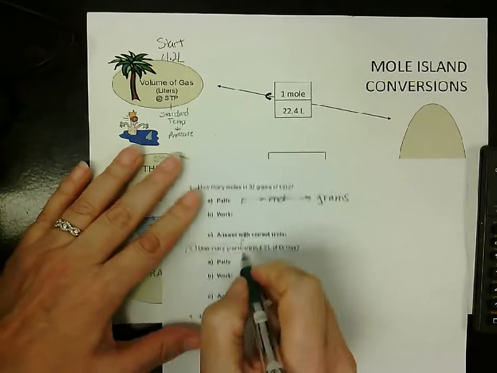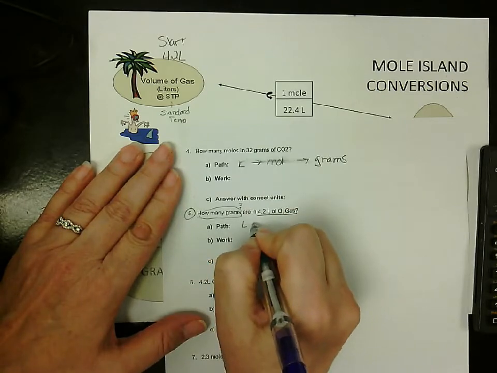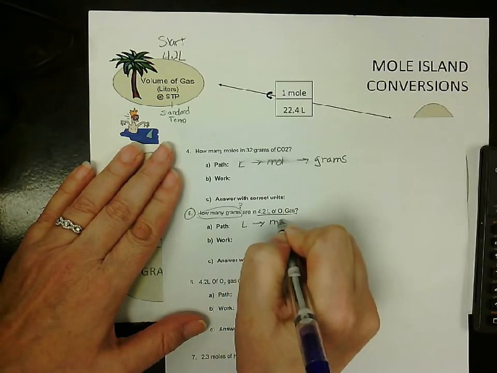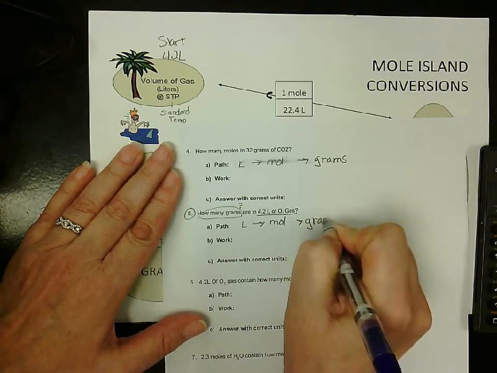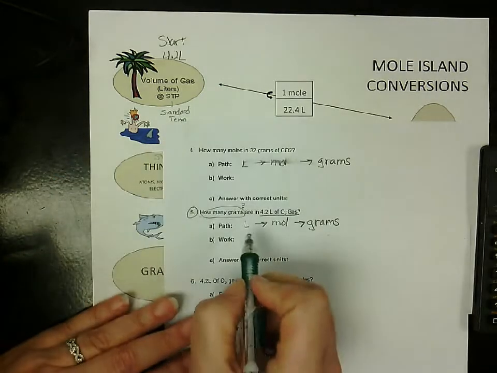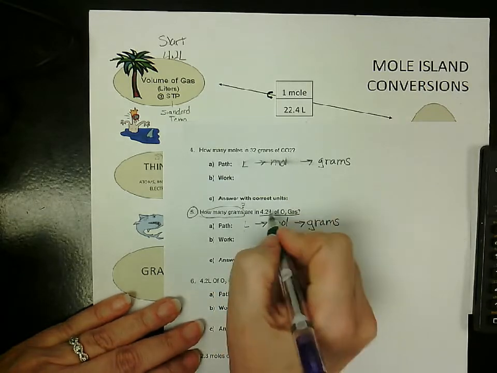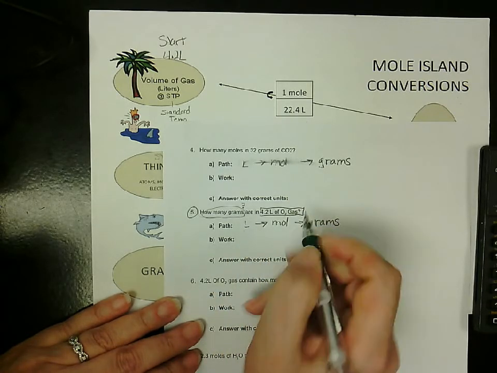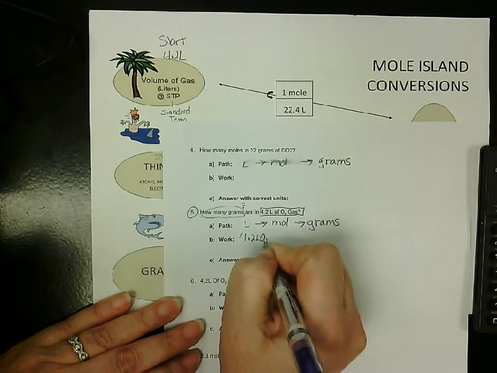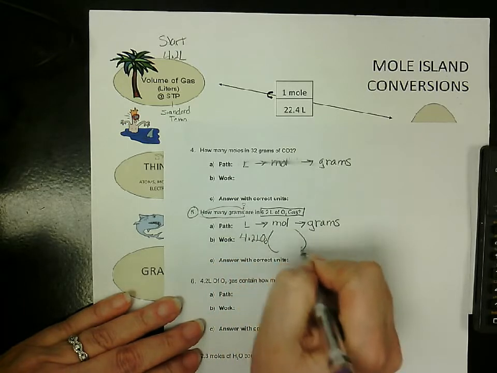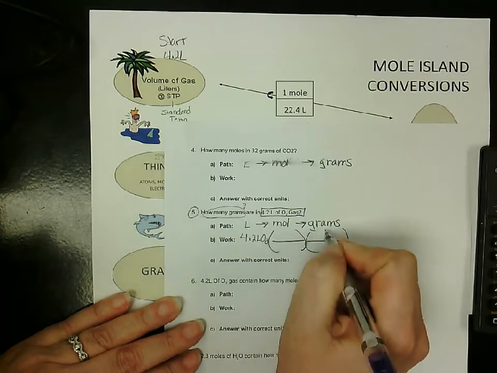We're down here. I'm going to start at liters, go to moles, and then go to grams. Okay? So here's my liters. I write down my given number first. So here is my given, and I'm going to write 4.2 liters of oxygen gas, and then go into moles, and then go into grams.